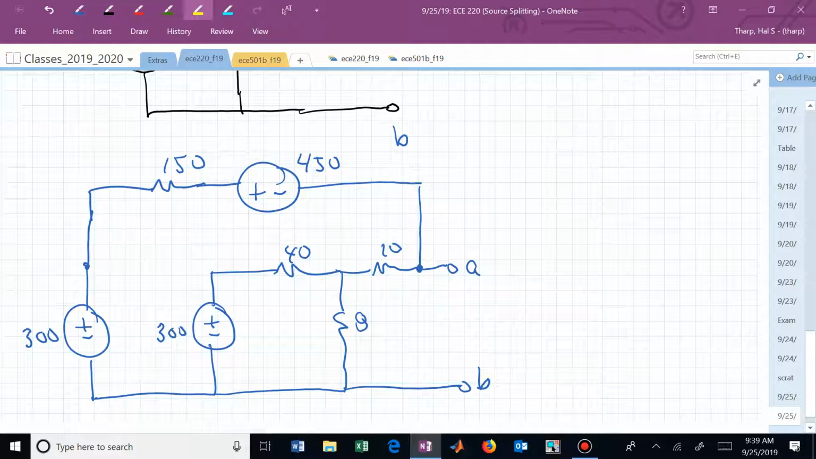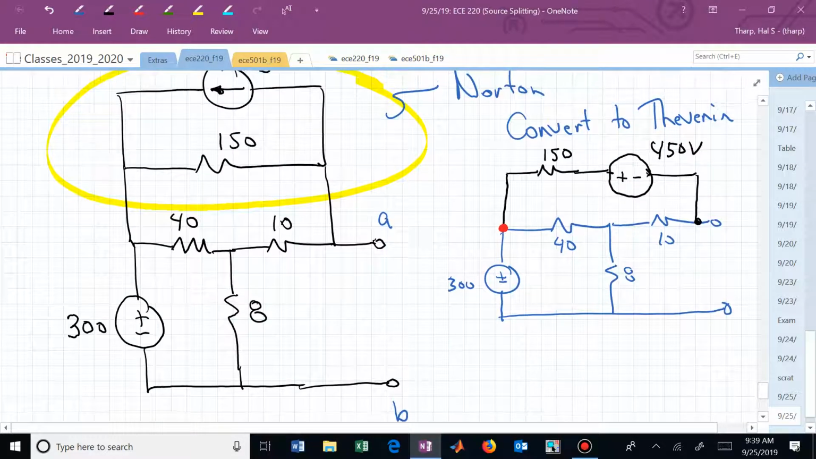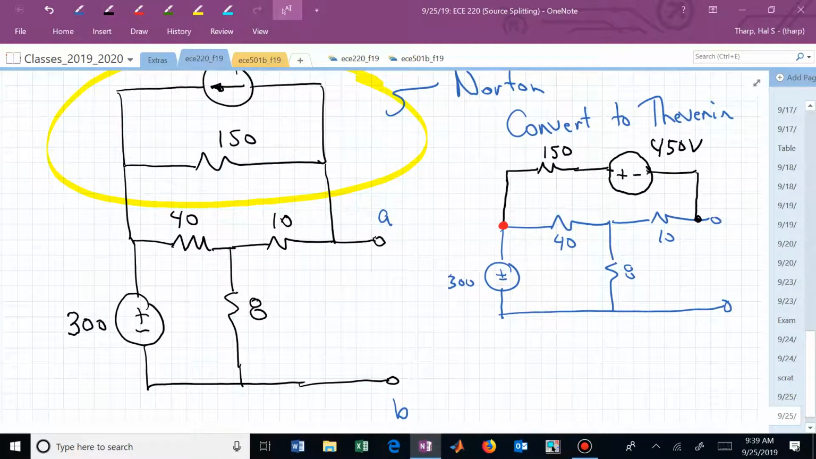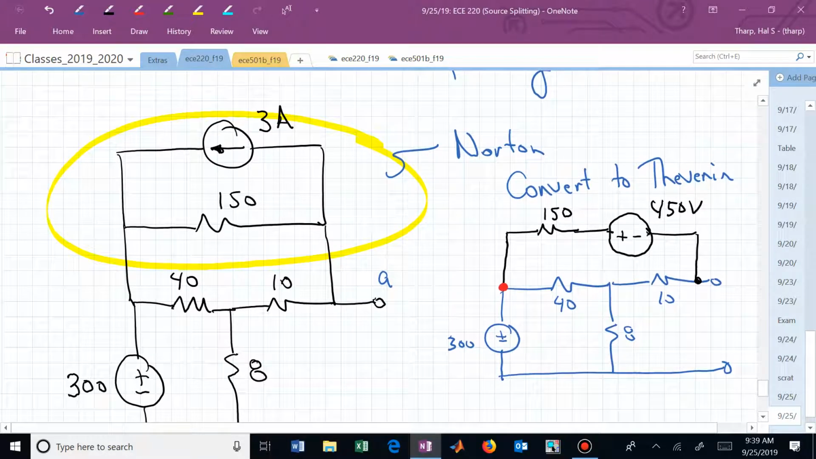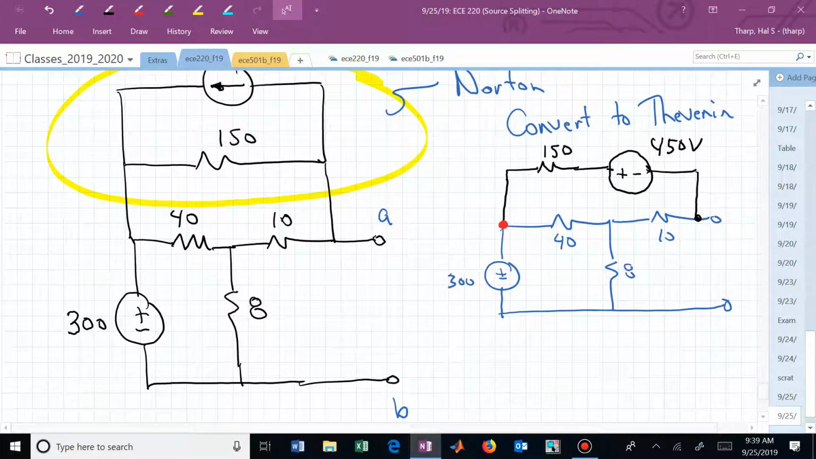What can I do now? Oh, question. So why can I split the voltage source? So why did I not want to do it in the first step?